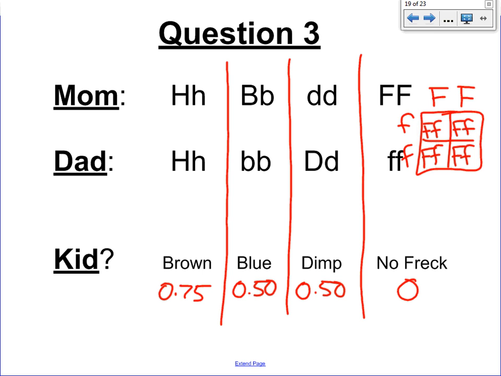Now here's the thing, if you ever have one percentage that's 0%, that means that they can't have a kid without Freckles, which means you don't even need to finish doing the rest of the calculations because any time that you multiply by 0, the number's always going to be 0. So there is no chance that these two parents would have this kid because there's no chance that these two parents could have a kid that doesn't have Freckles.